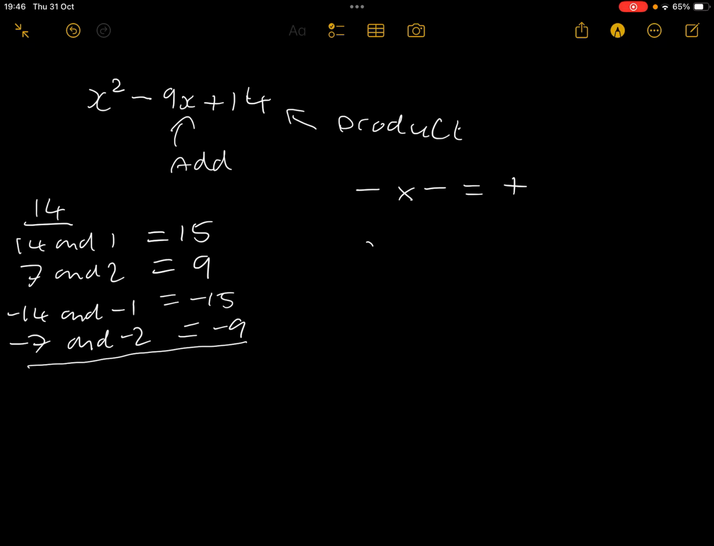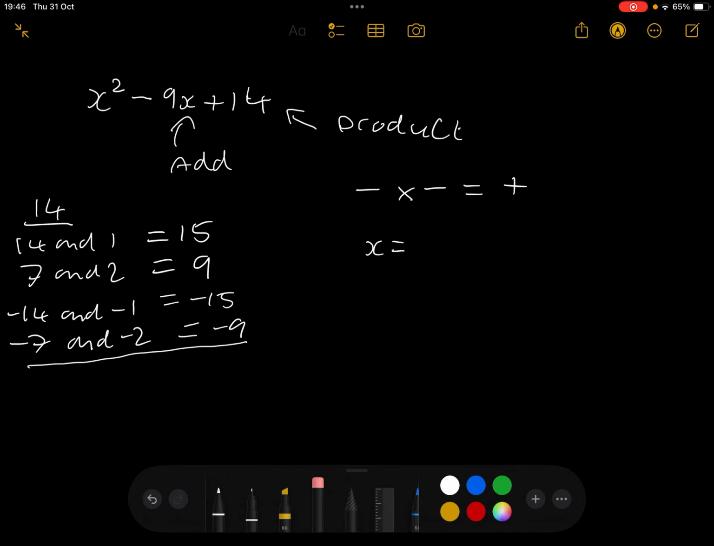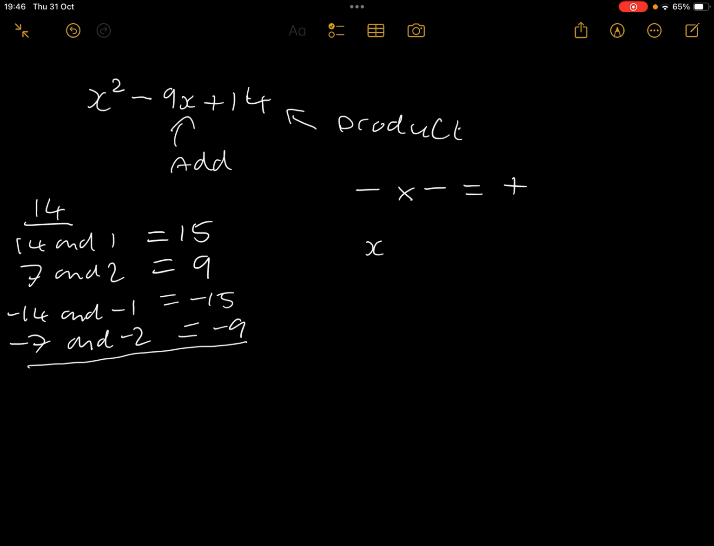So now, we technically have our two factors. Sorry, done that wrong. We have x minus 7, x minus 2, and that equals 0. If we set both of these equal to 0 individually, you have x equals 7 and x equals 2. Those are our two roots.